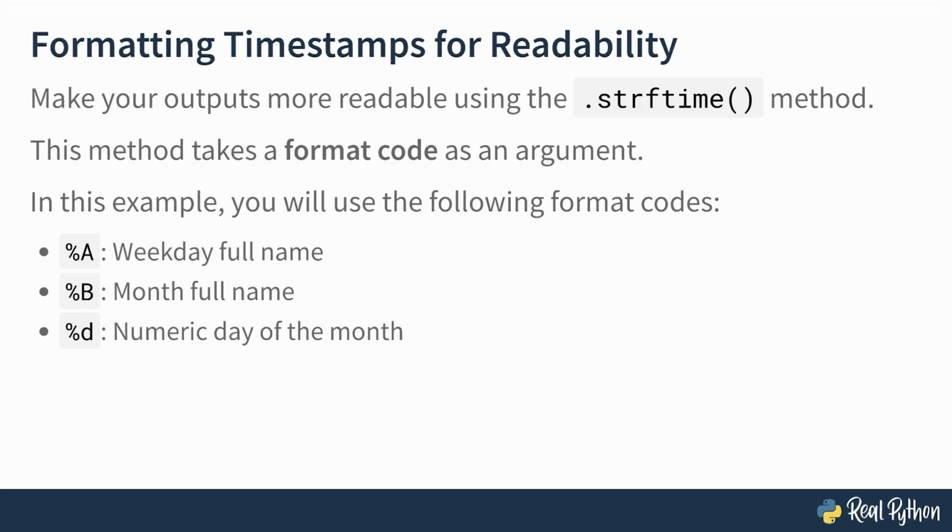If you'd like to make your outputs more readable, you can use the strftime method on your Datetime object. The strftime method takes format codes as arguments. Format codes are placeholders within a string, which are replaced with specific values when the code is executed. In the example that you will be shown, you will see the following three format codes used. %A, which will return the current weekday. %B, which will return the current month's full name. You'll also see %d, which will return the numeric day of the month.